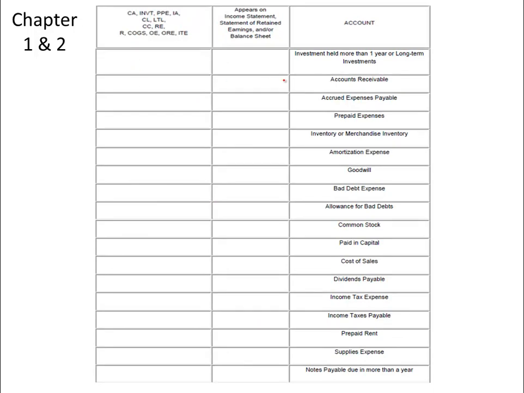Continuing on, investments held for more than 1 year or a long-term investment is an investment account and it's on the balance sheet. Accounts receivable is a current asset, so it's on the balance sheet. That's where your customers owe you on their accounts. Accrued expenses payable are payables, and so that's a current liability on the balance sheet. Prepaid expenses is a current asset. Those are like prepaid insurance, prepaid rent, where we paid for our expenses before we use them, so they're on the balance sheet. Inventory or merchandise inventory is a current asset, so it's on the balance sheet.